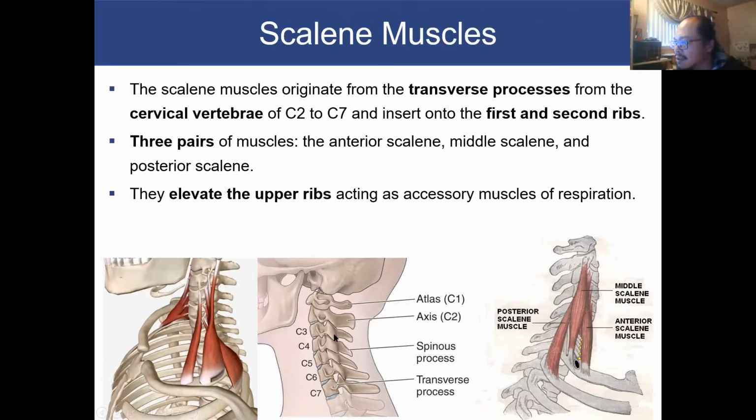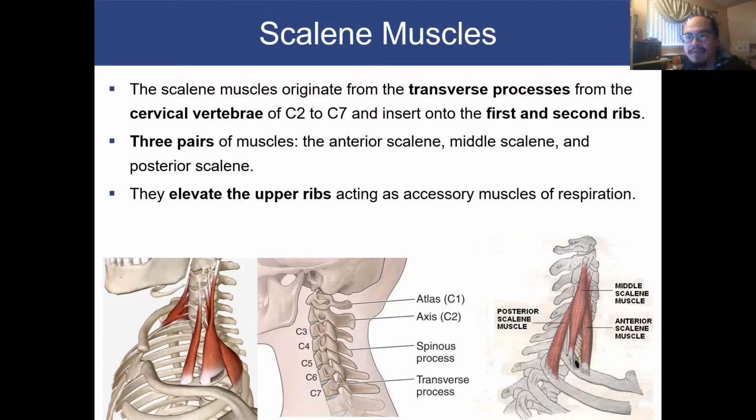C2 to C7 is where you find this muscle, and they connect into rib 1 and rib 2. So what's the function of this muscle? This muscle in the neck controls our head movement. When we breathe, it lifts up our ribs. So that increases the thoracic cavity.